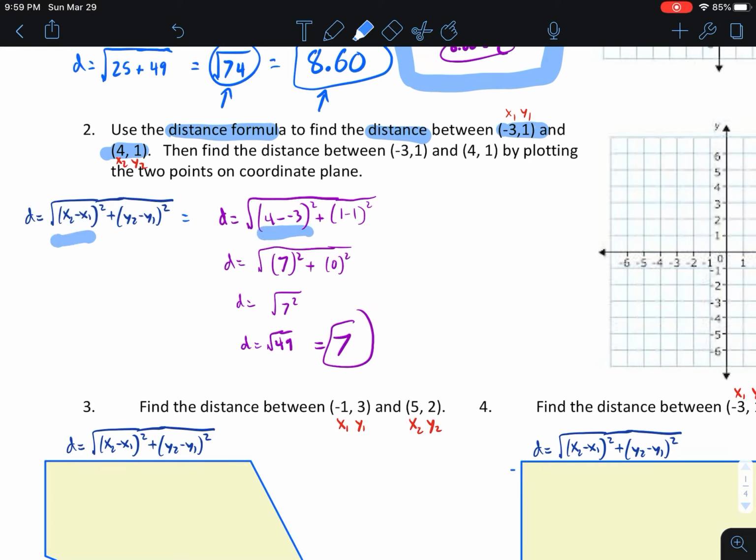Exactly where it should be right here, 4 minus -3. The y2 minus y1 is 1 minus 1. Okay? And I just went through and calculated. I end up getting square root of 49, which is actually a perfect square. That works out. The answer is 7.